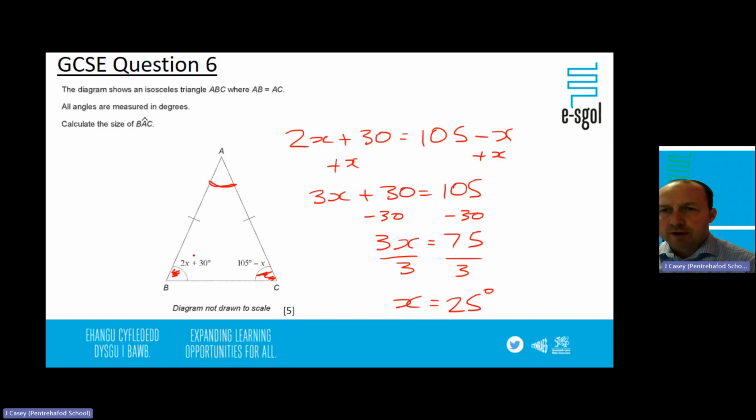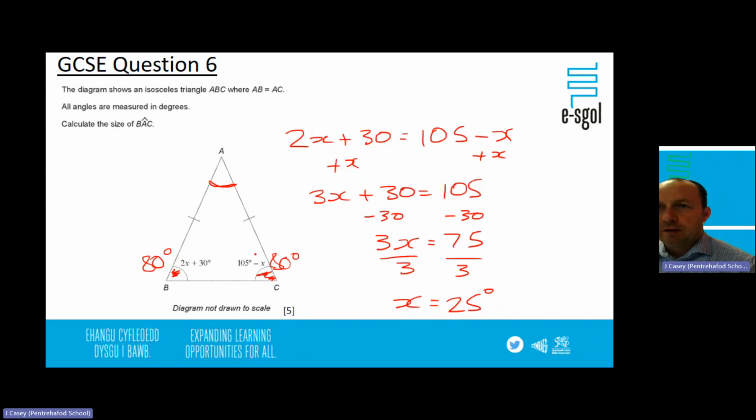So I think x is 25. So 2x means 2 times 25, so that's going to be 50. Add 30 means this is 80 degrees. So all I did is 2 times x, 2 times 25, add the 30. But I'm just going to make sure that's right because I'm going to look at this other one, 105 take away 25. Well, that also gives me 80. So that really gives me a good feeling that I've done that right. Yeah, I'm happy. They're both 80. And I think I've done the right thing and the maths is okay.